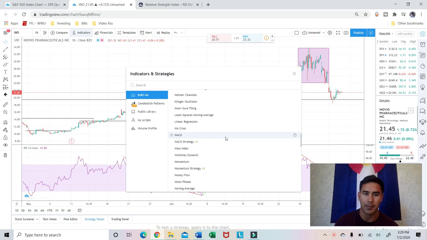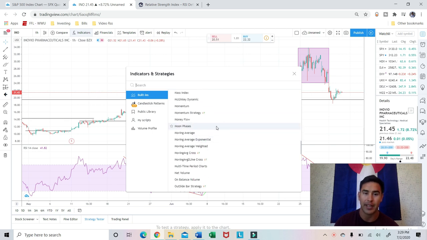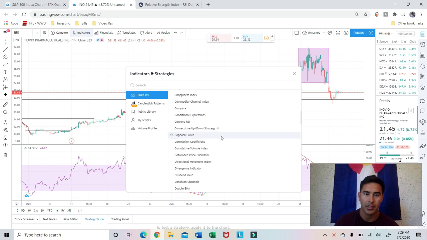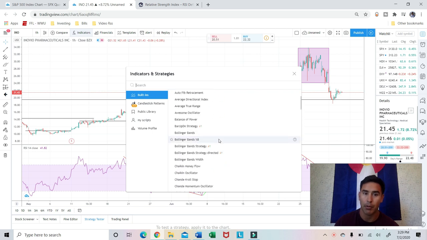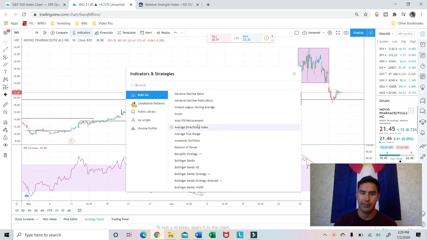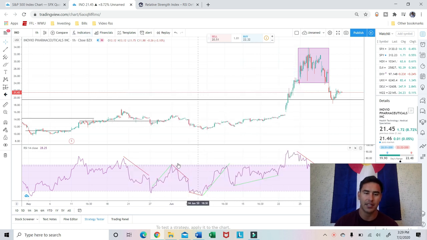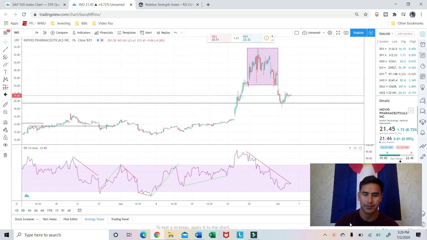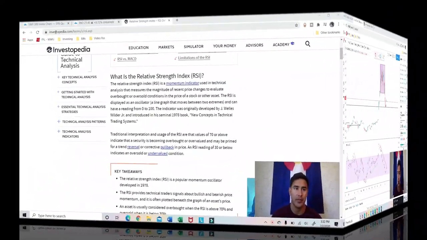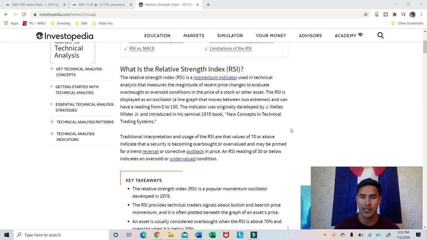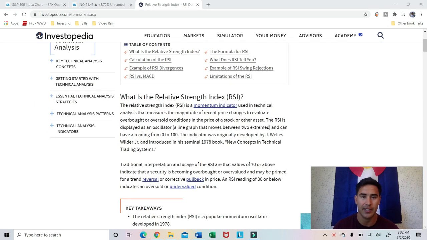The MACD is pretty popular. You can look at the different moving averages. Those are popular. You have the Bollinger Bands and Fibonacci retracement. There's so many. But today we're just going to stick with the RSI because it's pretty easy and also pretty effective. We're going to hop on to Investopedia.com because they can explain everything probably a little better than I can.